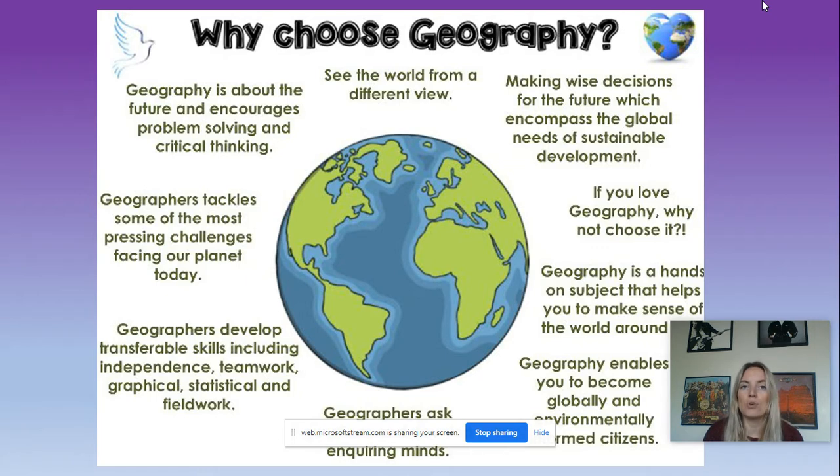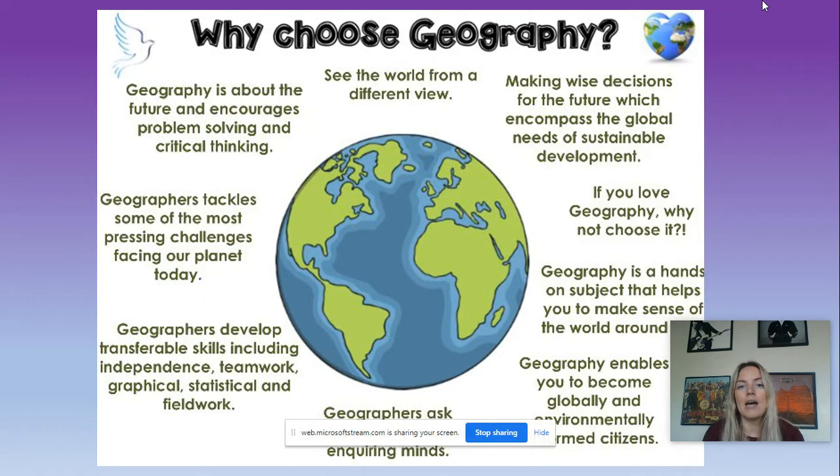So you have some literacy elements. You have to be able to write an essay. There are numeracy elements. You have to be able to demonstrate statistics. You need to be able to analyse them. You need to be able to draw and interpret graphs. You need to be able to use maps. So there are so many different types of skills. It fits really well with apprenticeships, with further education, so going on to university.